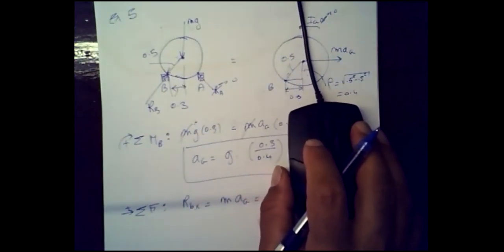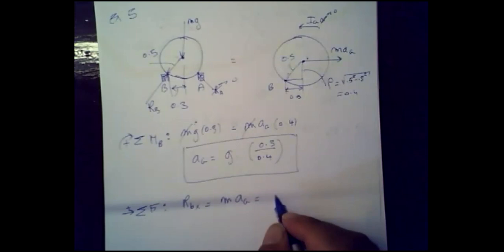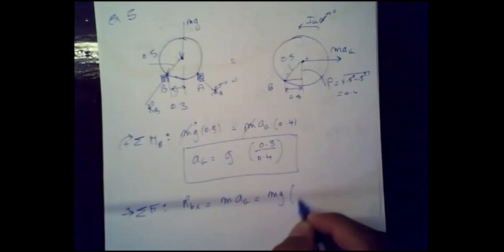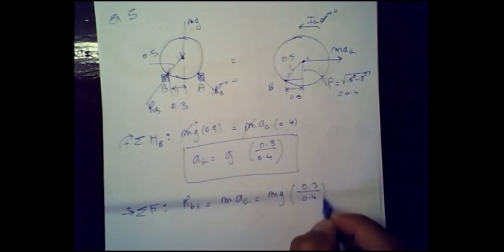Okay, they said it has a mass M, so they don't give a value. So it's going to be equal to mg 0.3 over 0.4. How about the reaction at B in the y direction?